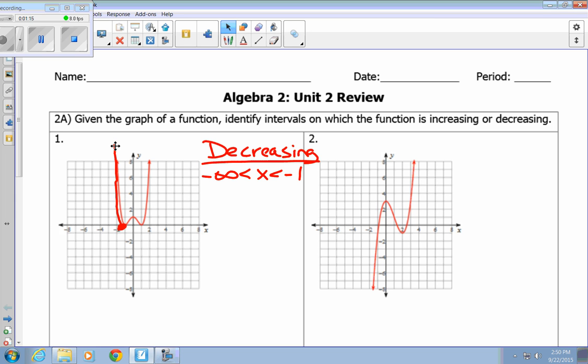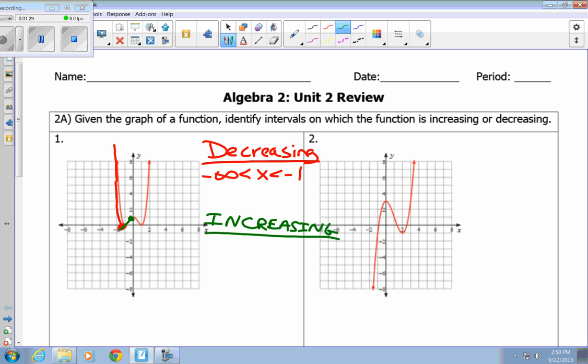The next portion of the graph increases. That's a short increase. So it's increasing from negative 1 all the way up to the x value of 0. I don't care about the y value, just x value.